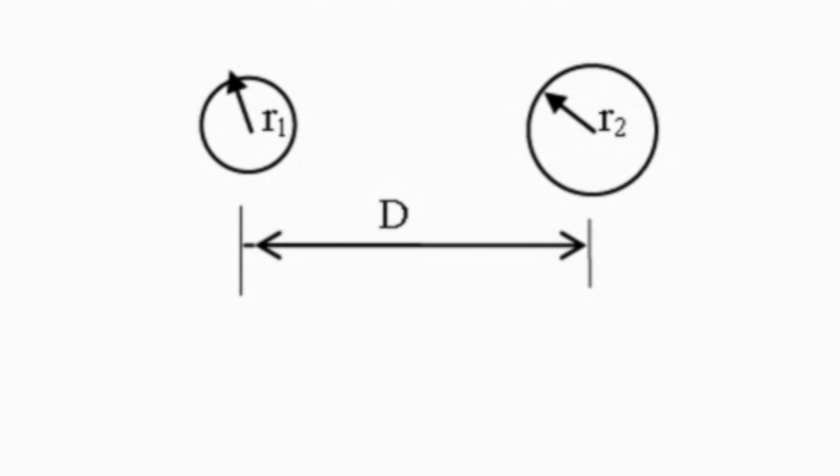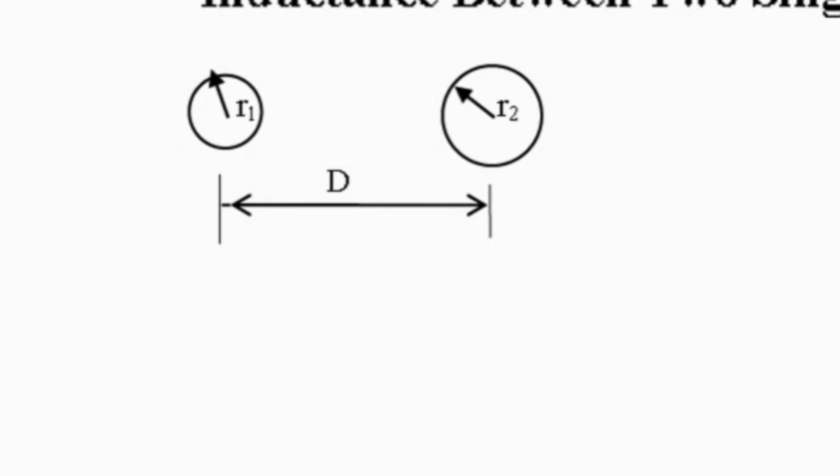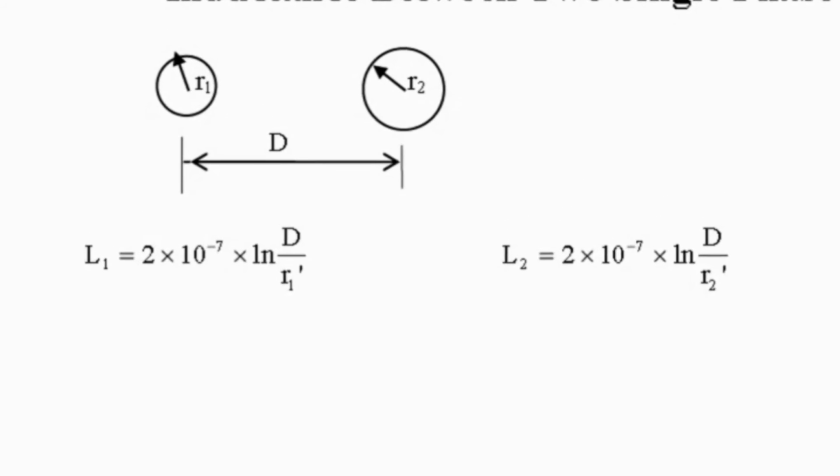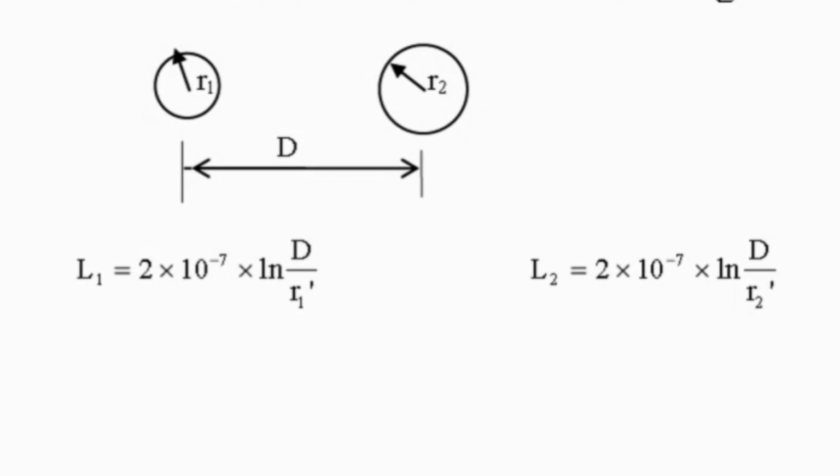Now, again, this is very simple, but it's not always that when you have two conductors on the transmission line, they have the same radius. Now we'll see the inductance between two single phase conductors, each of them having a different radius. One is R1, one is R2. As you will see, we'll be reaching the same formula with some modification. The only difference here is D over R1 dash for the left one, and R2 dash for the other one. Simple formula, but different radius now for the two conductors.